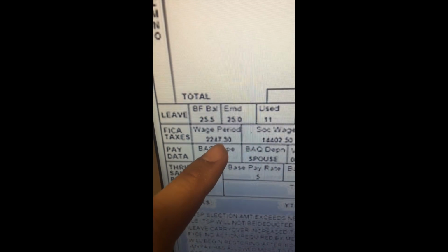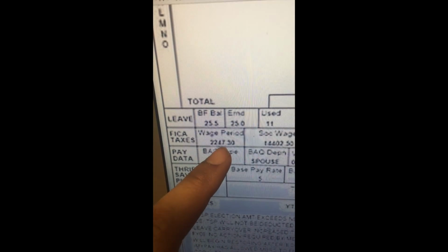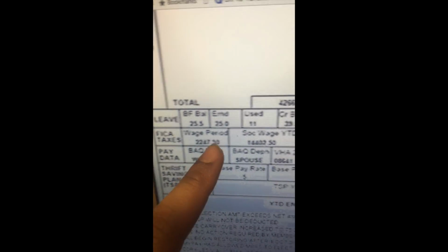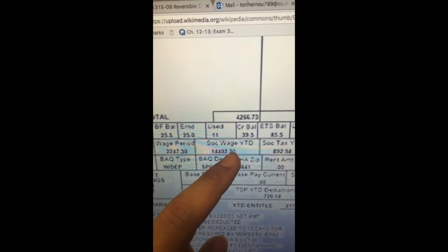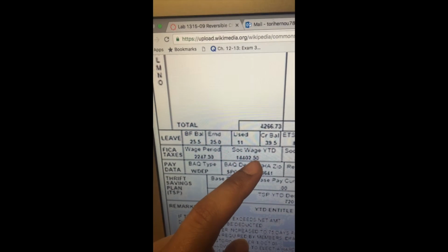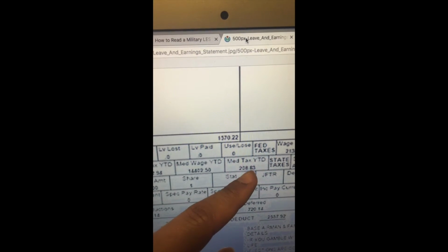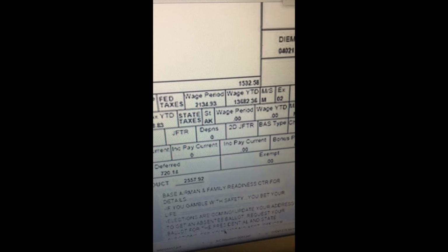So next we have the FICA taxes. The wage period, this is the amount of money that could go towards FICA in this pay period. This is the total amount of money in the year that you're making that could go to FICA taxes. This is the tax so far in the year that has been taken out. This is the amount of money that could go to Medicare for FICA this year. And then this is the running total so far of what's been taken out for Medicare.